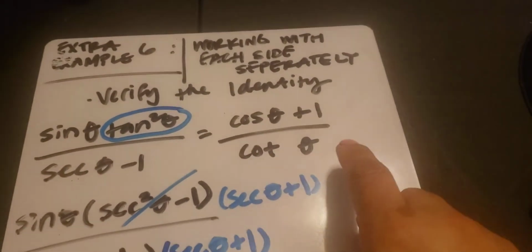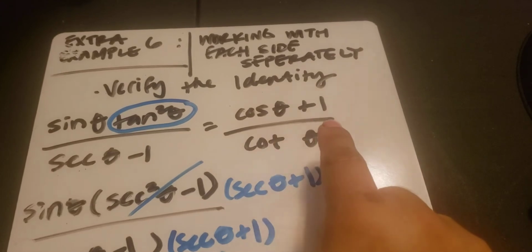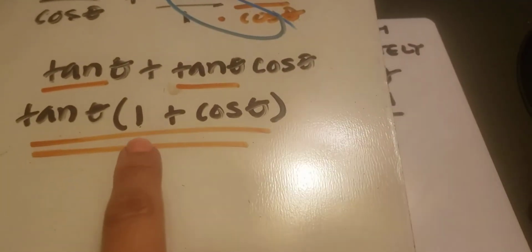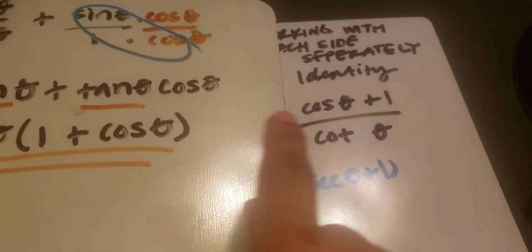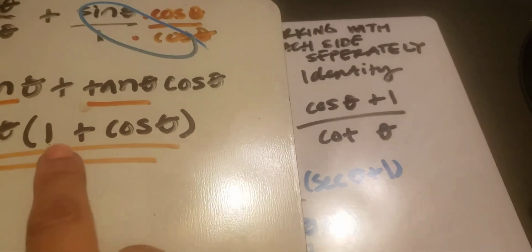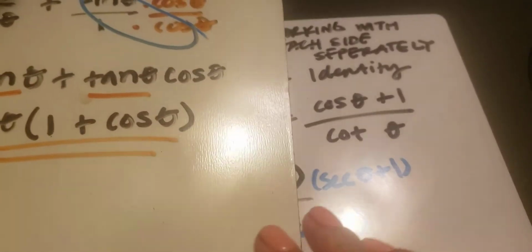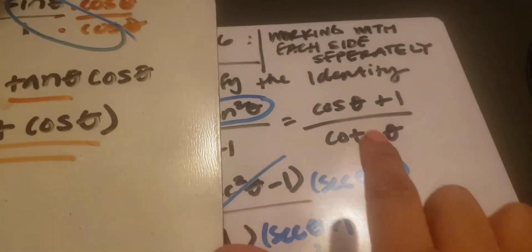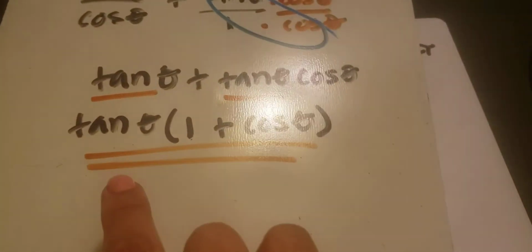So this is my right side. I have cosine of theta plus 1, which if you look at my previous answer, I have that. 1 plus cosine of theta. It's the same. Doesn't matter. This is like saying 3 plus 4. Over here is like 4 plus 3. They're the same. So when it comes to adding, it doesn't matter. So they're the same. But over here I have it over cotangent of theta, and over here I have tangent.